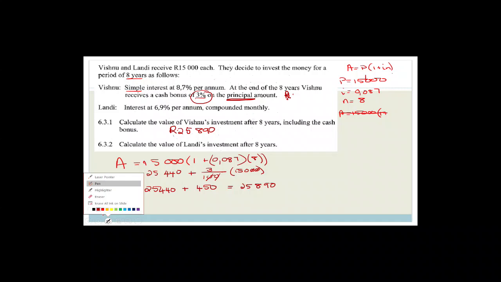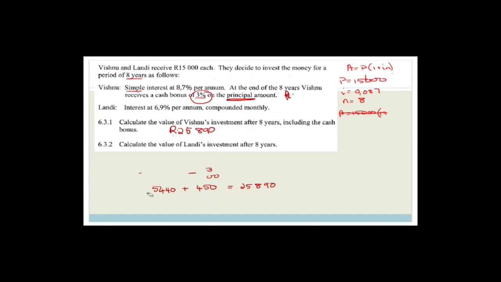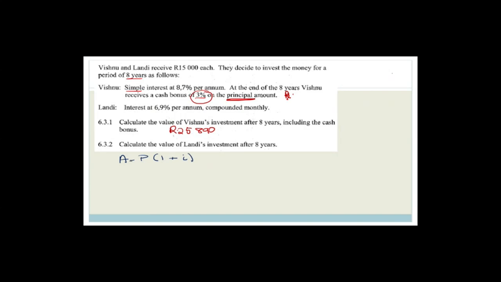So let's erase all of this. Landi's was a little bit easier, in the sense that there wasn't that extra 3% of the principal that you had to add in at the end. So now let's work it out. We know that it's compound interest, so A is equal to P(1 plus i) to the power of n. P is 15,000. i is interesting because it's not just 6.9%, but 6.9% compounded monthly, so it's 0.069 divided by 12. n is also interesting because it's compounded monthly, so it is 8 times 12, which is 96.